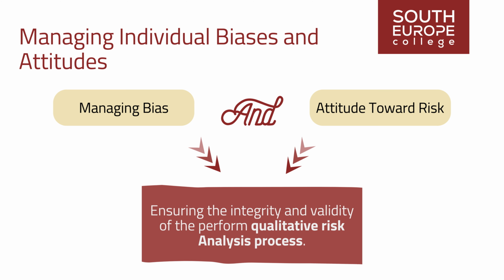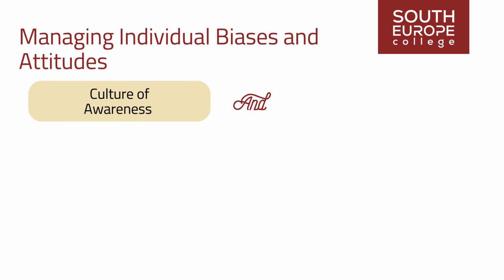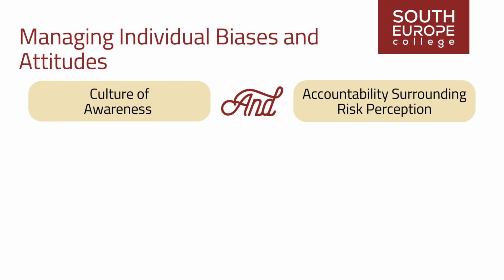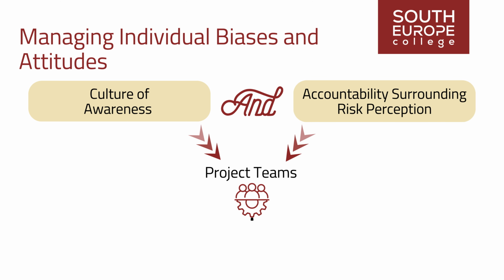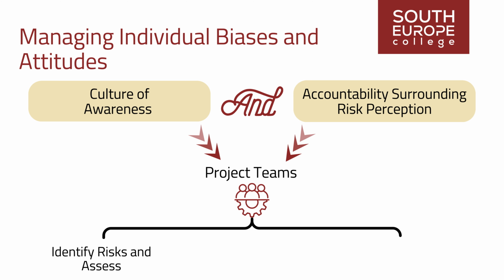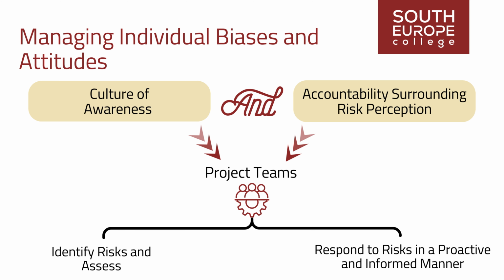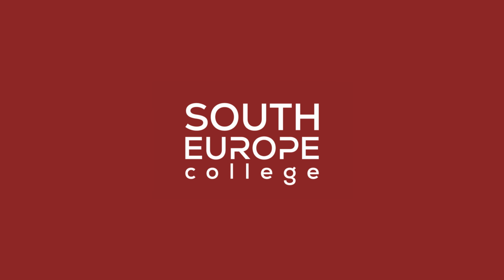In essence, managing bias and attitude toward risk is integral to ensuring the integrity and validity of the Perform Qualitative Risk Analysis process. By fostering a culture of awareness and accountability surrounding risk perception, project teams can enhance their ability to identify, assess, and respond to risks in a proactive and informed manner. This is the end of this segment of our lesson. In the next segment, we shall discuss the risk matrix.